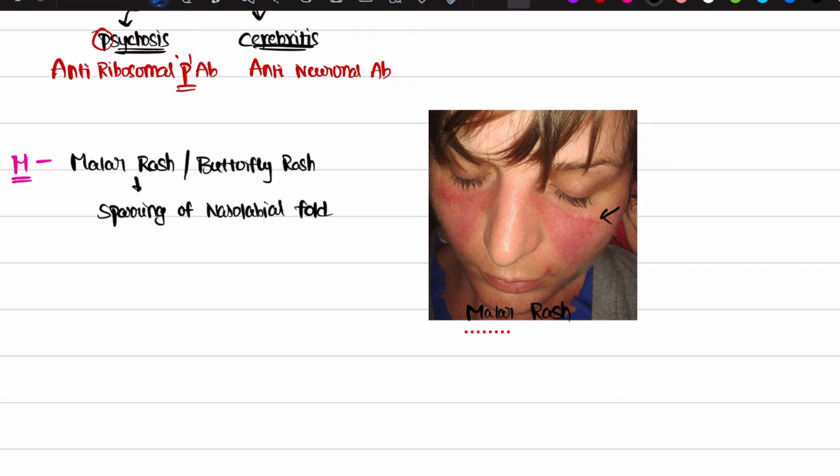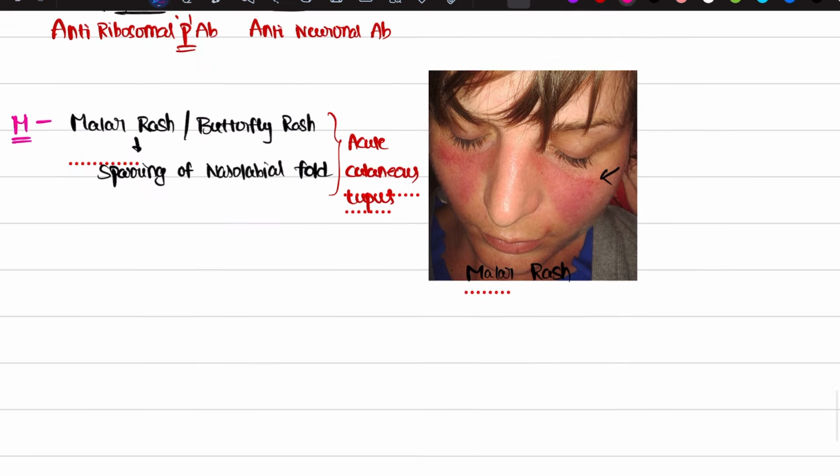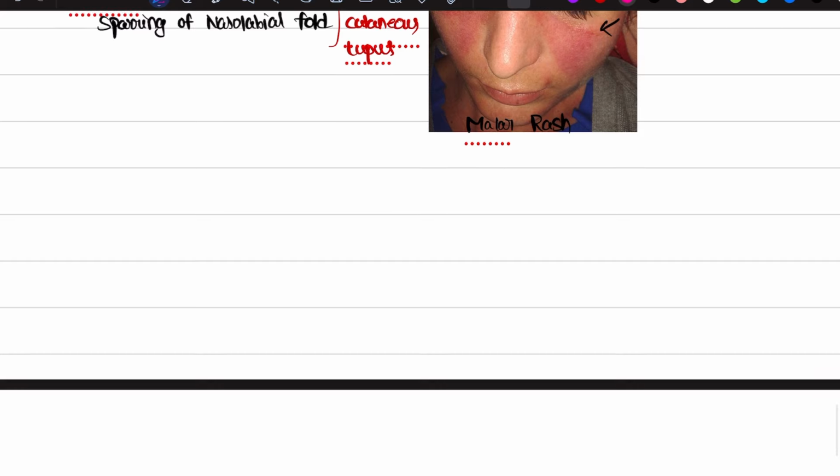You just remember it as malar is acute. Acute is malar rash. Acute cutaneous lupus is malar rash. This is the same thing I am just going to write here. This malar rash is only seen with acute cutaneous lupus.